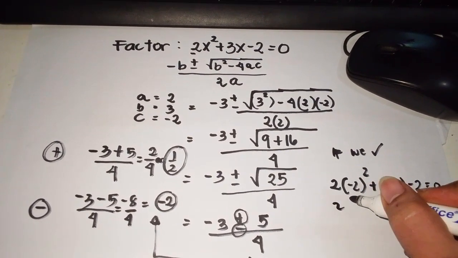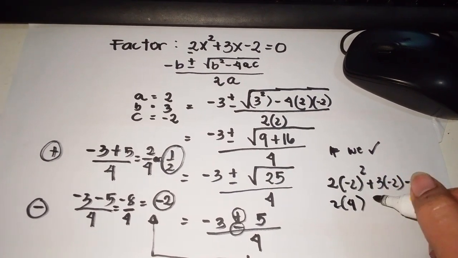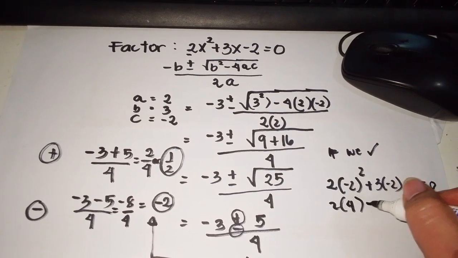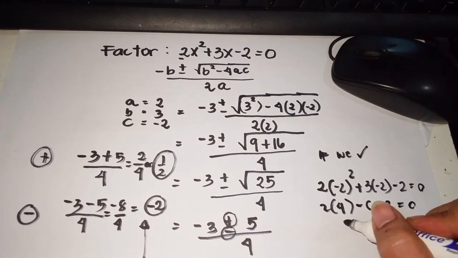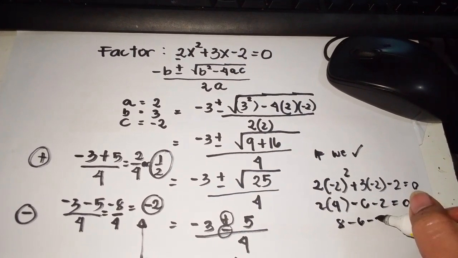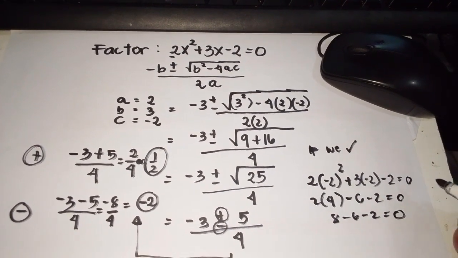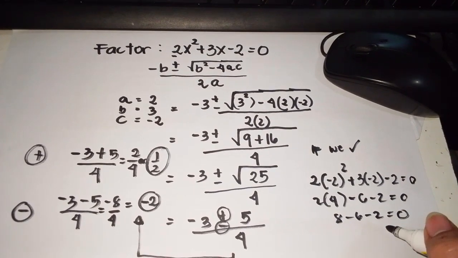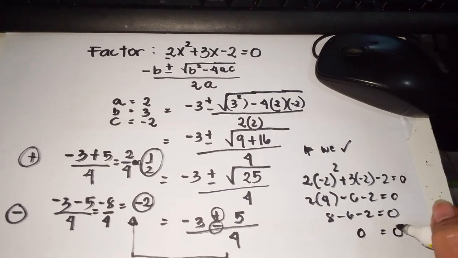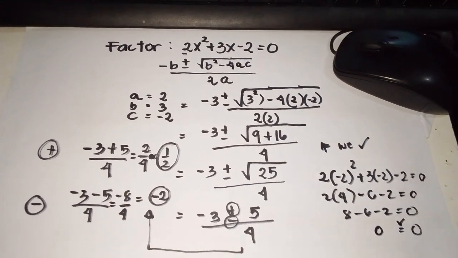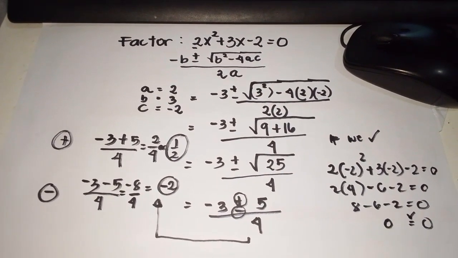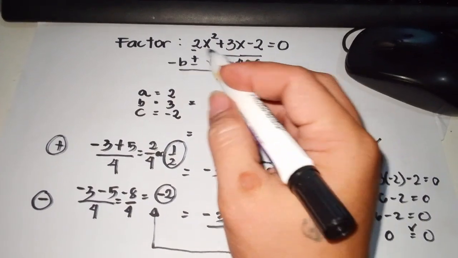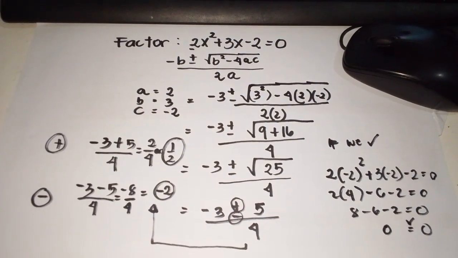So let's prove that this left side of the equation is equal to 0. So 2 times negative 2 squared is 4 times 2, which is 8, minus 6, which is 3 times negative 2, then minus 2. Alright, so 8 minus 6 gives us 2, minus 2 is equal to 0. So as you can see, we already proved that the value of the left side is equal to the value of the right side, which is 0.